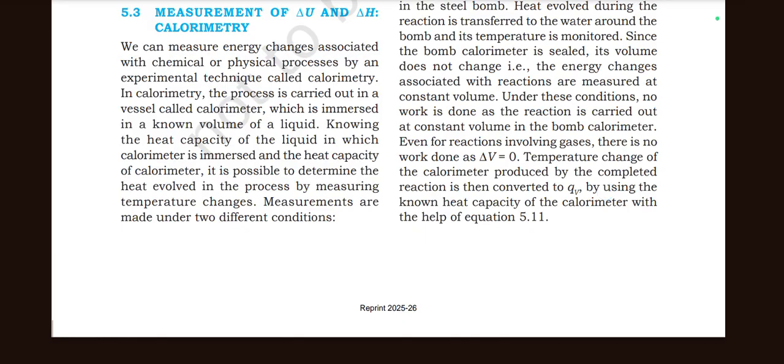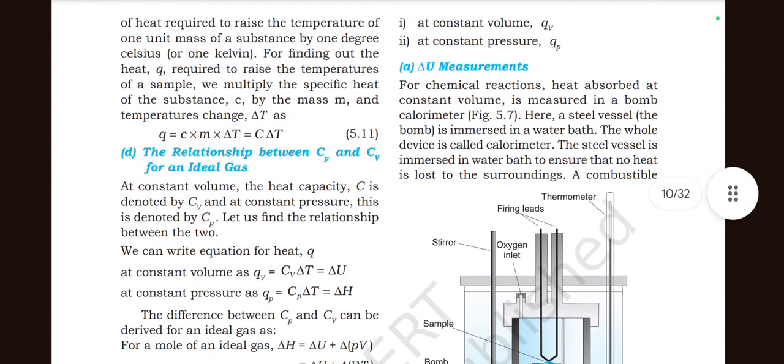Measurement of delta U and delta H: calorimetry. We can measure energy changes associated with chemical or physical processes by an experimental technique called calorimetry. In calorimetry, the process is carried out in a vessel called a calorimeter, which is immersed in a known volume of a liquid. Knowing the heat capacity of the liquid in which the calorimeter is immersed and the heat capacity of the calorimeter, it is possible to determine the heat involved in the process by measuring temperature changes. Measurements are made under two different conditions. First, at constant volume. Second, at constant pressure.